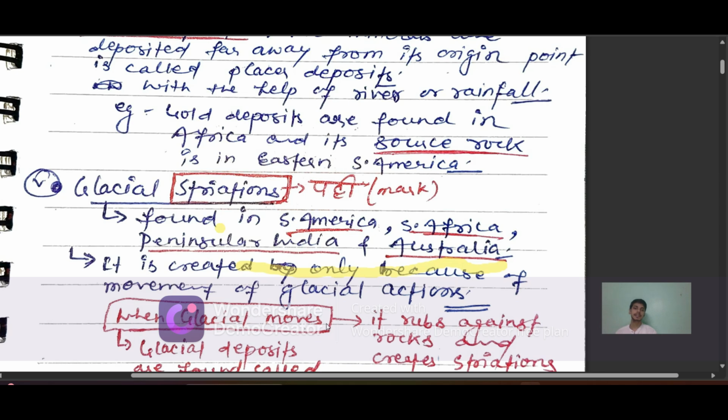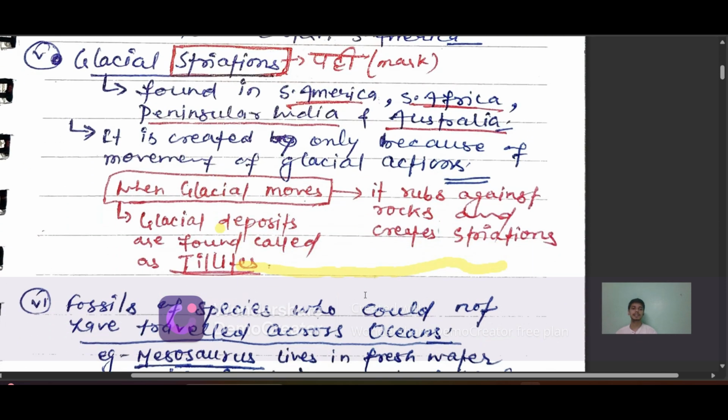Fifth is glacial striation, that is, the formation of grooves. These are found in South America, South Africa, Peninsular India, and Australia, and are of the same nature. They are created only because of the movement of glacial action. When a glacier moves, it rubs against rocks and creates a striation. And those glacial deposits are called tillites.